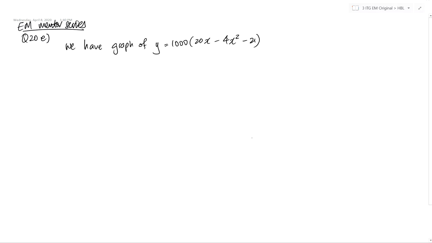This recording is for eMaths Mentor Series, Topic 1, Question 20, Part E. So in Part E, we are supposed to add a suitable straight line to find the solution of the equation 1000 multiplied by 4x squared minus 18x plus 13 equals 0.